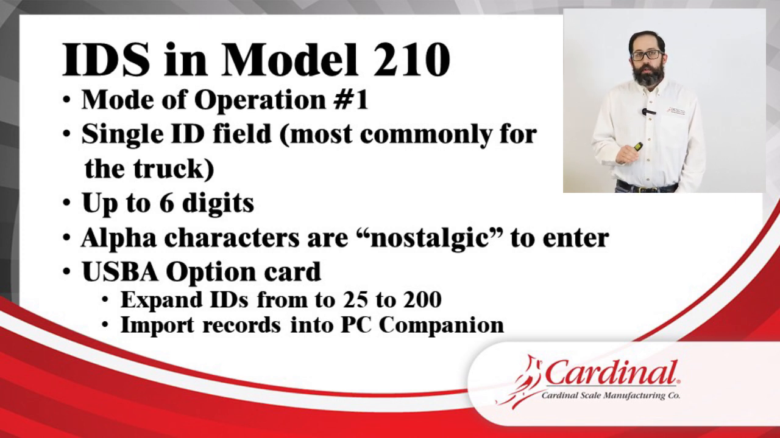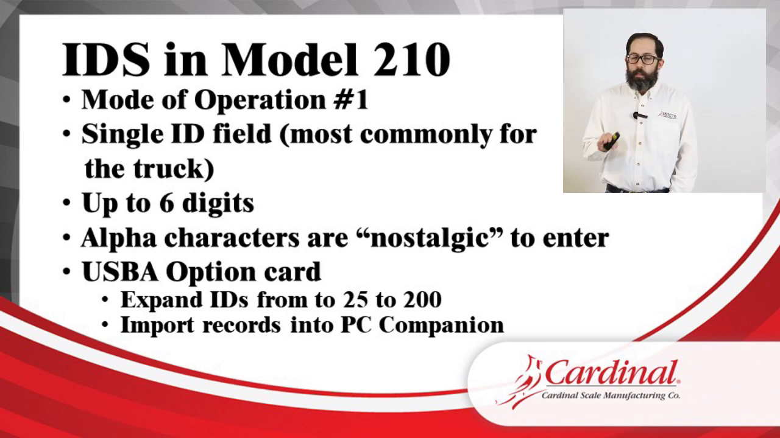Also, the standard 210 can store up to 25 in-process IDs. So that's individual IDs. Again, using the example of trucks, that's 25 individual trucks that are in process at any one time. If we have the USB-A option card installed, we have the capability to expand that up to 200 IDs. So it gives us a lot more storage. If it's a bigger facility, things like that, they may need more trucks. Just really gives us some good capability there.